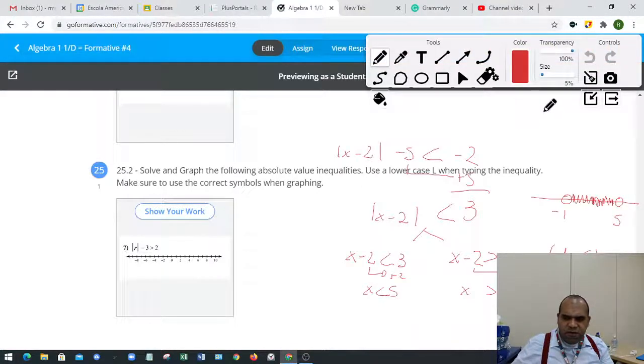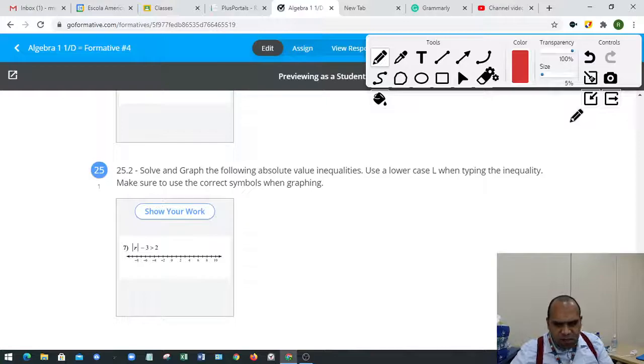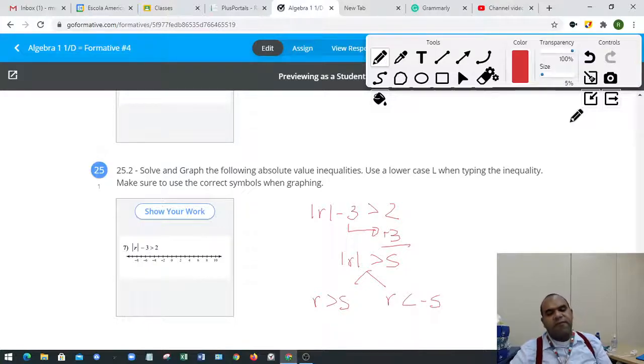Last one, solve and graph, the same thing. The same idea, it is the easiest. Here is the same case. The absolute value of x minus 3 greater than 2, breaking down. Remember, isolate it first. It is 5 greater than x. I need to break it down into 2. The first one, you keep it: greater than 5. And the last one, you need to flip the sign: negative 5.